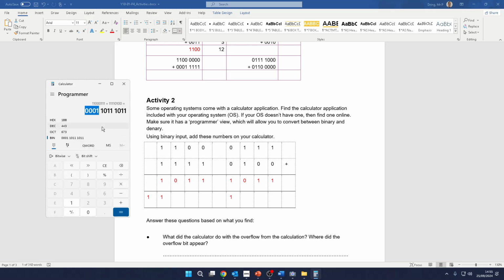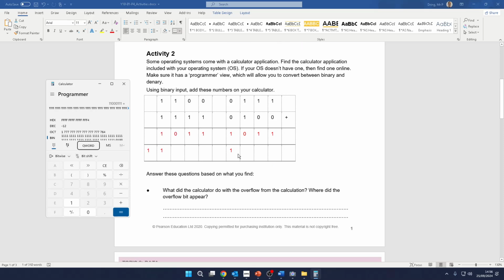But what if we told the calculator to only work with a byte, 8 bits? Let's try it again. 11000111 plus 11110100. And the answer, oh my goodness, it's gone crazy. The answer has suddenly become loads of 1s and a negative number. That's what happened on the Ariane 5 spaceship in the video that we showed in lessons. It suddenly thinks it's gone from a big positive number into a big negative number. And we'll deal with negative numbers next lesson.